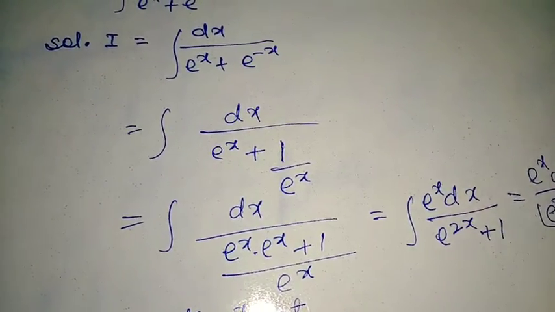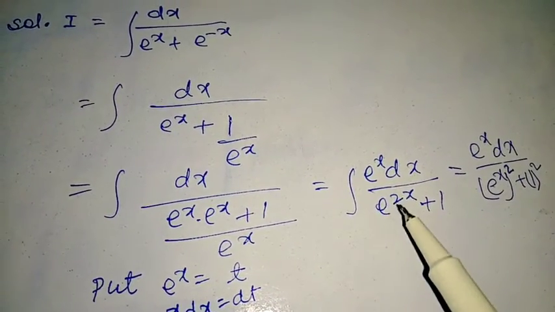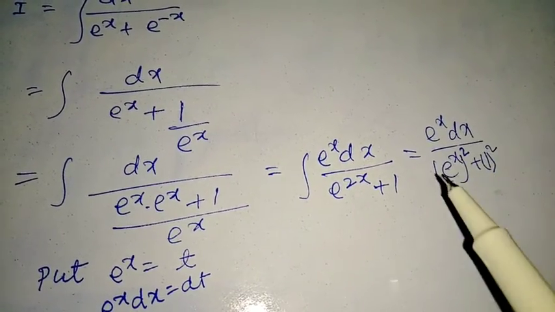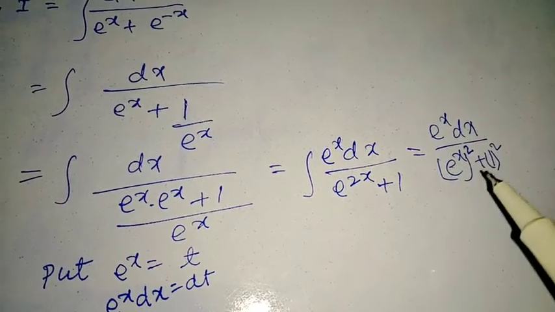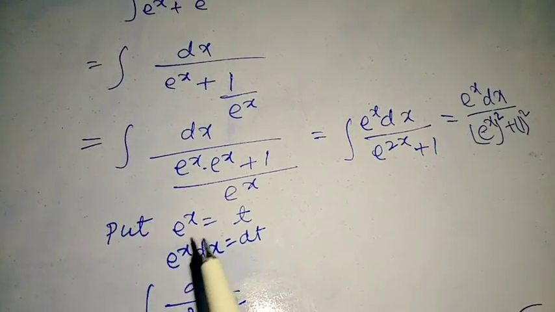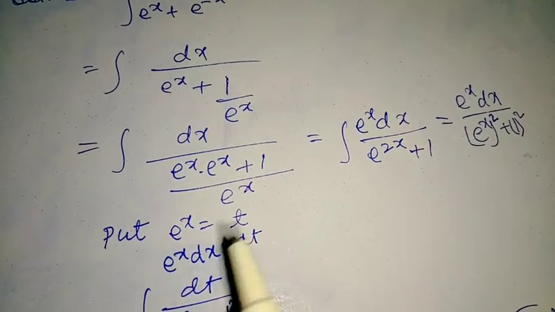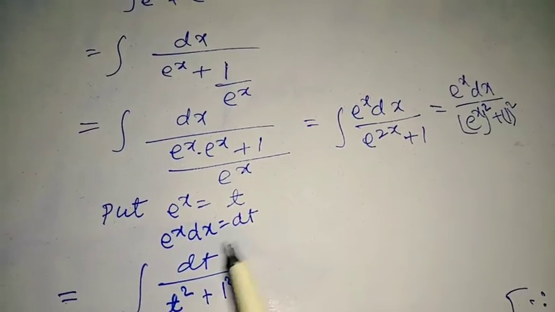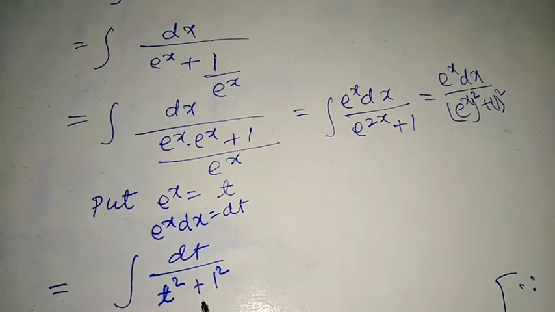So it can be written as integration of e to the power x into dx upon e to the power 2x plus 1. So we will write this as e to the power x into dx upon (e to the power x) whole square plus (1) whole square. So here we'll put e to the power x is equal to t, and when we differentiate both the sides, it will be e to the power x into dx is equal to dt. So now we'll write this term in the form of t, so it will be integration of dt upon t square plus 1 square.